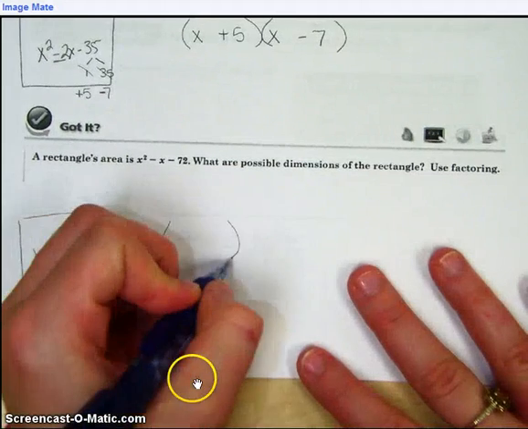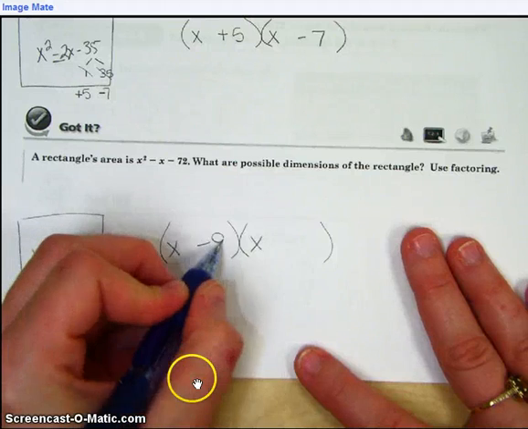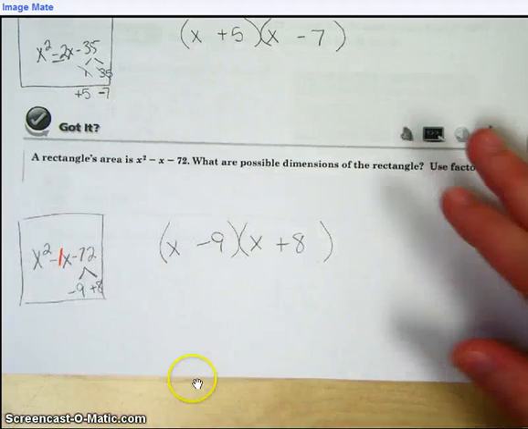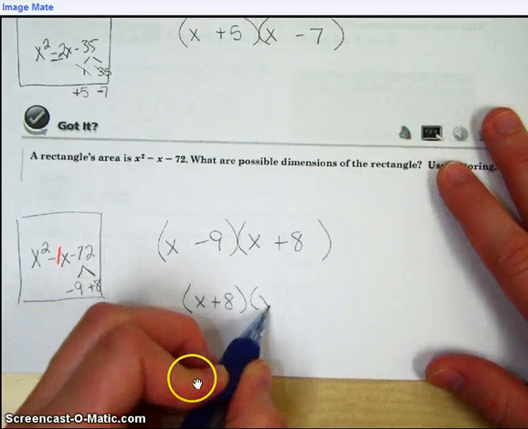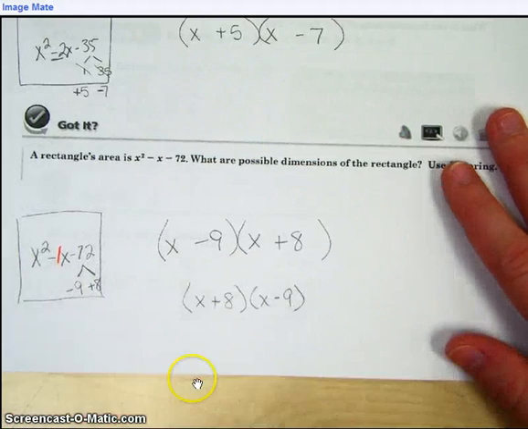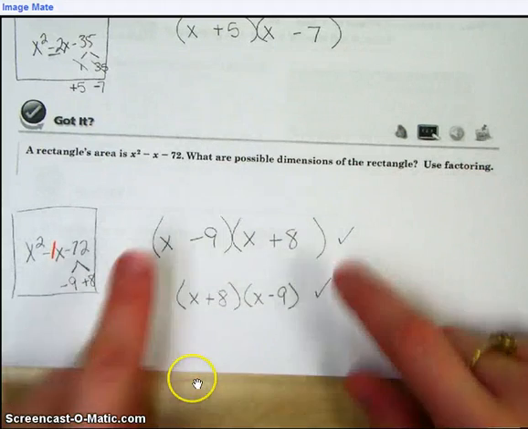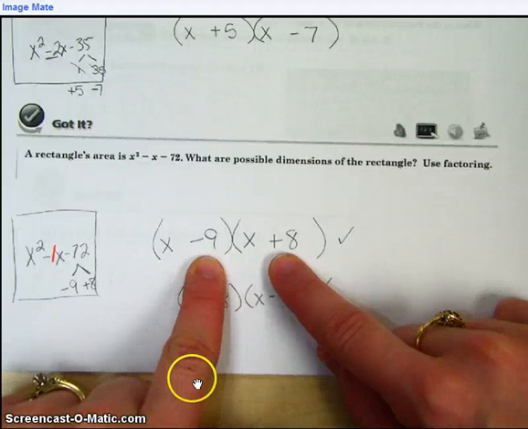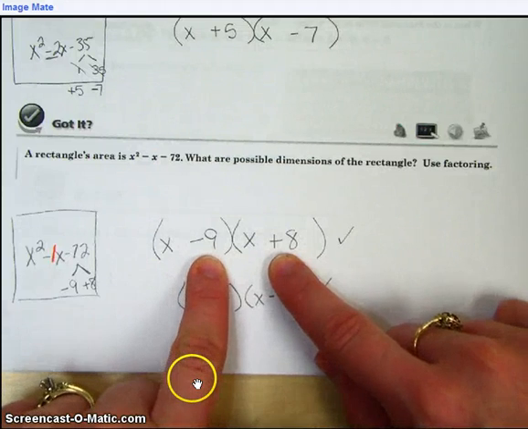Let's do a double parentheses. X and x, minus 9, plus 8. And just so you know, this is the exact same thing. I don't care which way you write it. They're both correct. Okay? Either one. Let's do our check. Does this multiply to negative 72? Yes. Does it add to negative 1? Yes. We've done our job.